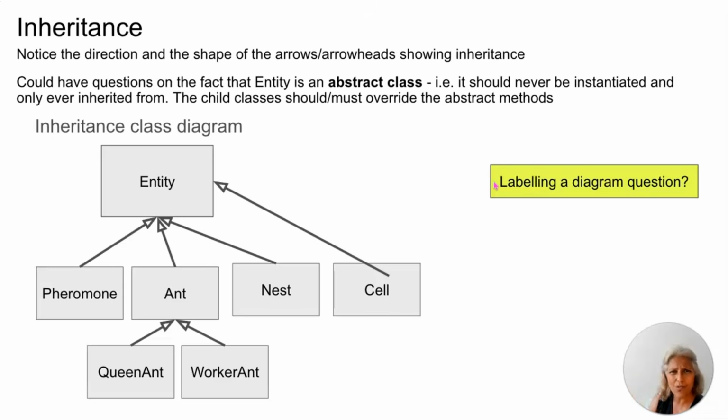If you're asked to draw arrows, which is unlikely in an electronic answer document, make sure you know which way the arrows go, and the fact they're hollow arrowheads like that. You might have a question on the fact that the entity class is an abstract class, i.e. it should never be instantiated and only ever inherited from. So make sure you're aware of what an abstract class is.